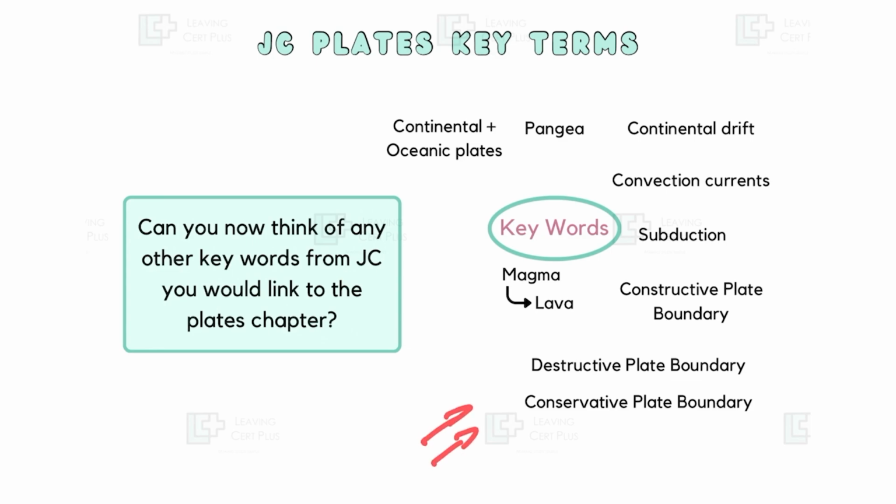And lastly, you've got your conservative plate boundary. You've got plates that are going in the same direction or in opposite directions. One plate can clip into the other, and when this plate is released, serious seismic activity can occur. So these are just some keywords that I've noted here in relation to junior cycle plates. I'm sure that you have probably come up with some other ones. So if you have, well done.